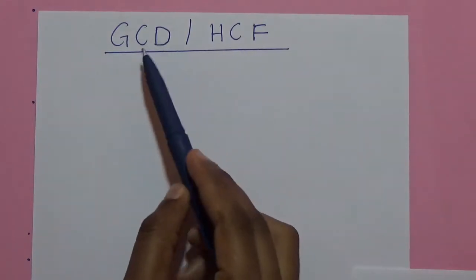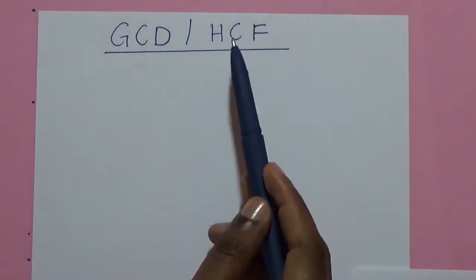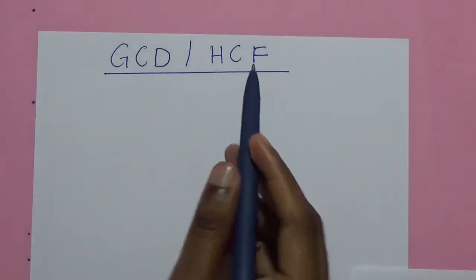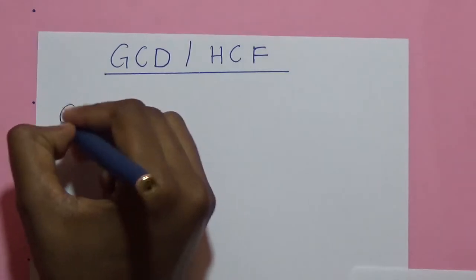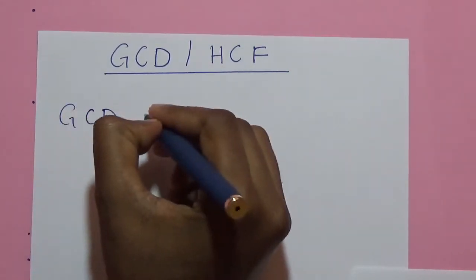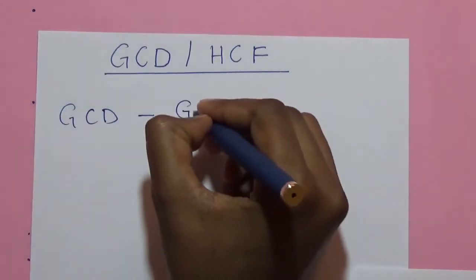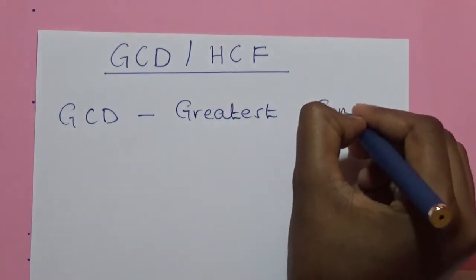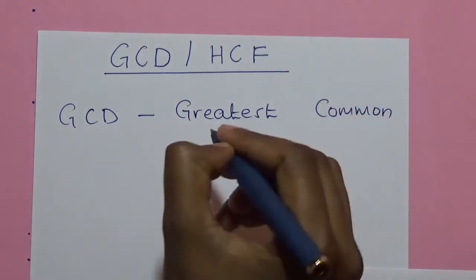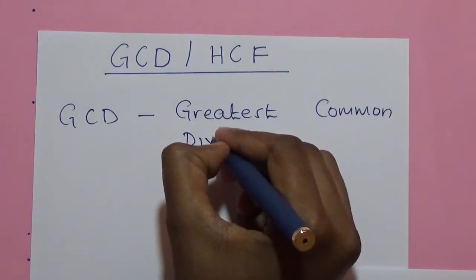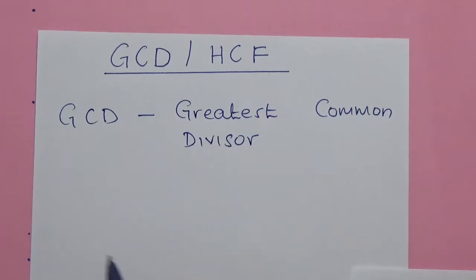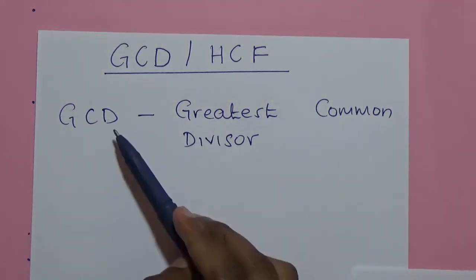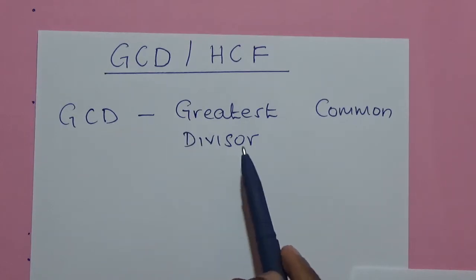Now we look at GCD and HCF. We start by knowing the meaning of GCD and HCF. GCD means greatest common divisor. So G means greatest, C stands for common, and D stands for divisor.